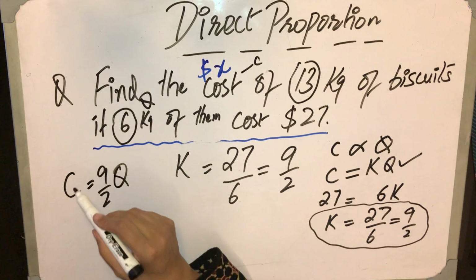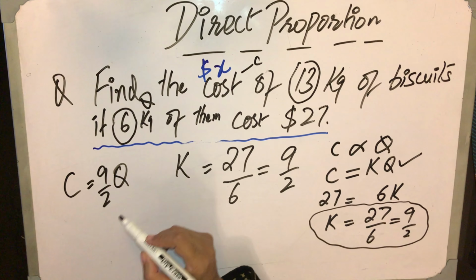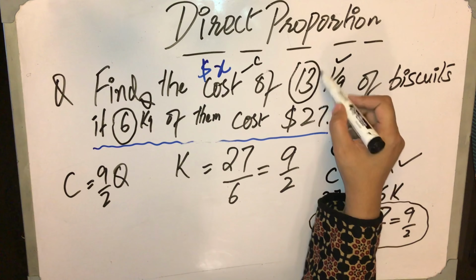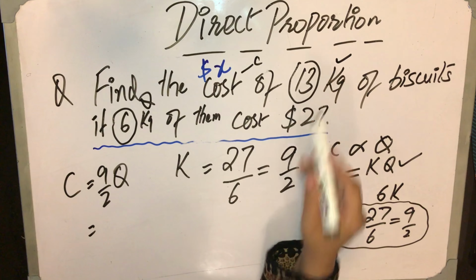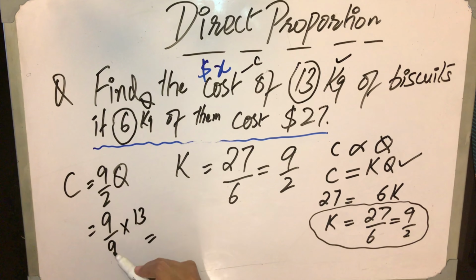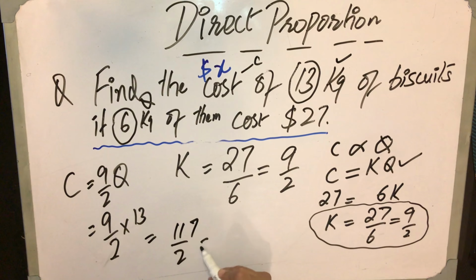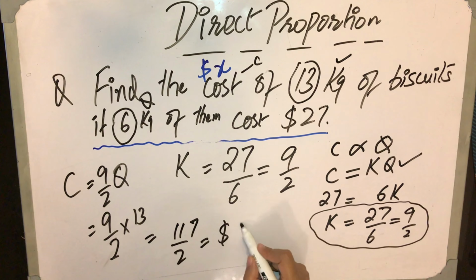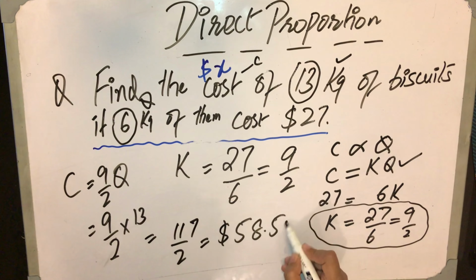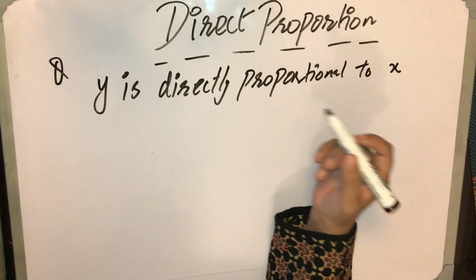Now this is a relation between the cost of the biscuits and the quantity of the biscuits. When I put in the quantity 13 kg, I shall multiply this 9 over 2 with 13, and I shall have the same answer which we found in the first two methods. The cost will be $58.50. Okay, the rest of the questions today are about the proportional method.